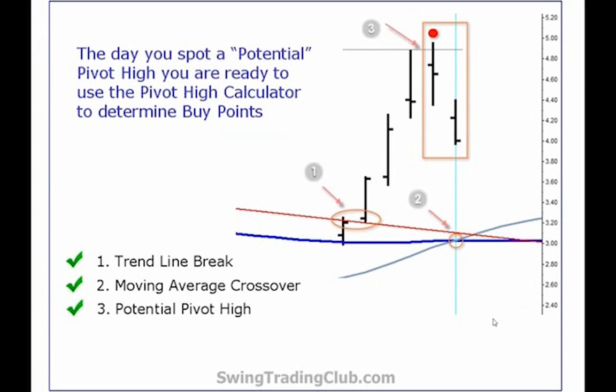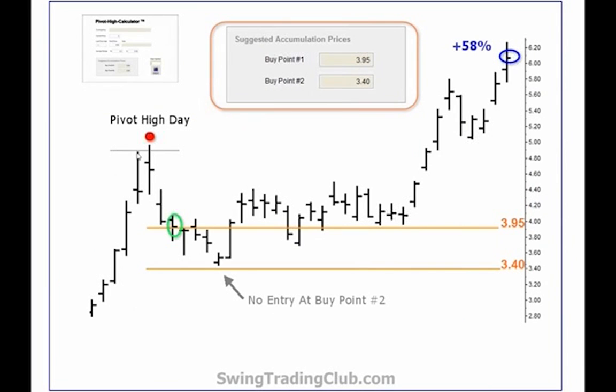Now here's some quick examples where we got the trend line break, we got a moving average crossover, we have our potential pivot high up here. You can see 4 lower highs. Here was our pivot, and then the very first day where we get a lower high, we're ready to go over and use our calculator. Here's a quick example. The calculator computes 2 buy points, then we get our two buy points. You can see on this particular example, it only picked up the very first one before moving on in our favor.